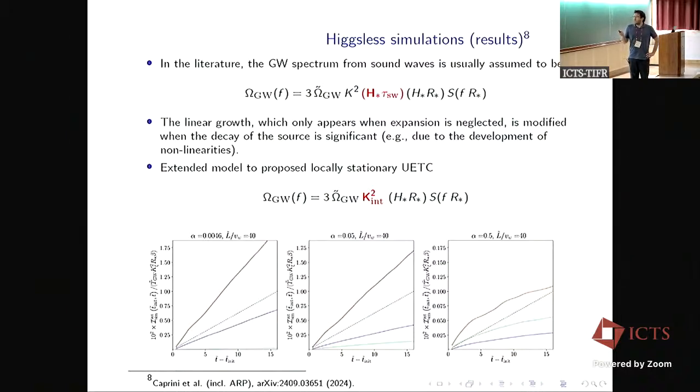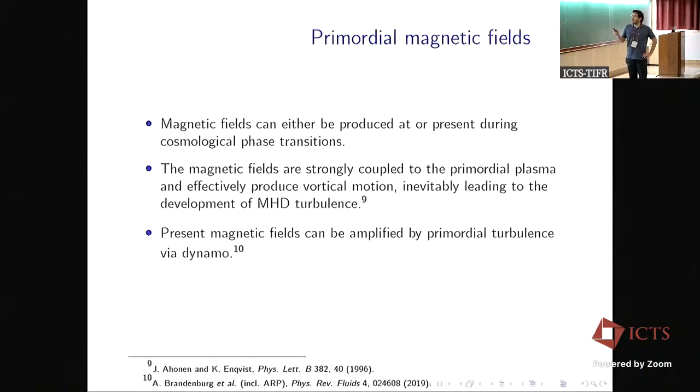In addition, I will also be talking about primordial magnetic fields, which in all of this scenario have not been considered yet. In general, magnetic fields can be produced or can be present during these cosmological phase transitions. As I was mentioning, they are highly coupled to the plasma, so they can lead very efficiently to the production of MHD turbulence, and therefore they can have a big impact on our predictions for the gravitational waves from phase transitions, if they are present or produced.